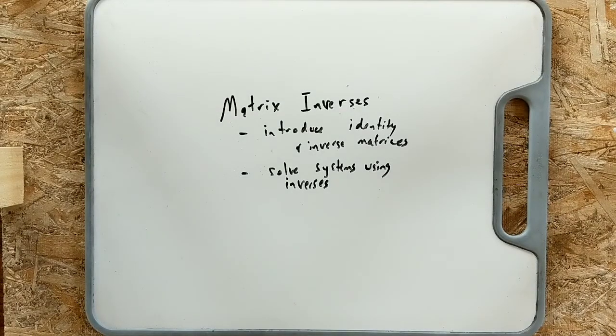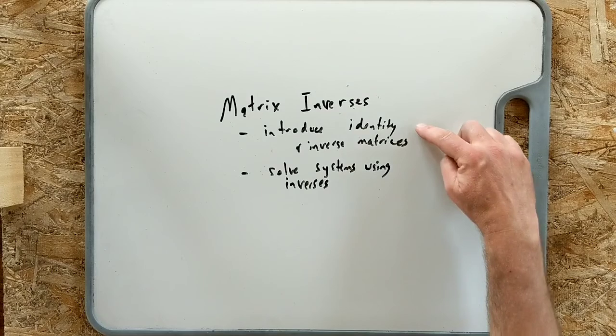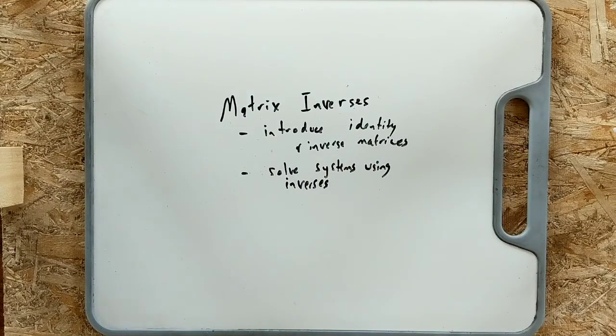Okay, so we're going to cover two things in matrix inverses. The first thing I'm going to do is introduce the idea of an identity matrix and an inverse matrix and how you calculate it. So basically the mechanics up here, just like we were doing addition and subtraction. Now we're going to do inverses, which is, by the way, the moral equivalent of division for matrices. The second thing we're going to do is use inverses specifically to solve systems of equations.